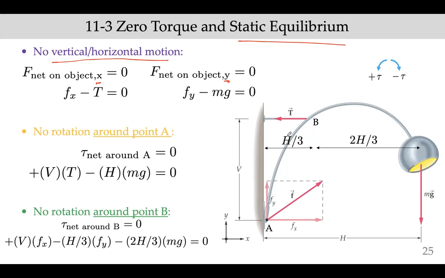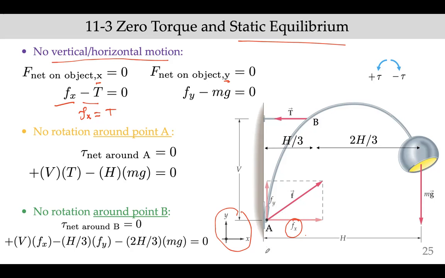If it's not moving left or right, then that means the sum of Fx is zero. I'm going to use this coordinate system: anything to the right is positive. So Fx comes with a positive sign, and tension is in the negative direction, so it comes with a negative sign. I have to equate it to 0. So from here, in fact, I find Fx equals tension. Again, F is the force that the bolt here applies on the lamp.